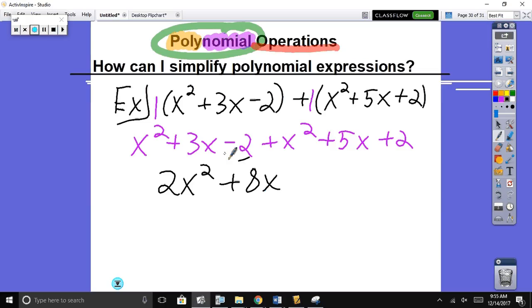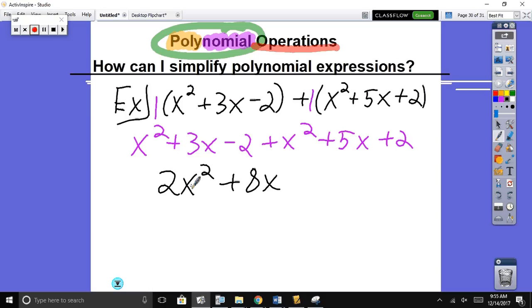And if I owe $2 and I have $2, I'm breaking even, so I can put plus 0. But do you think most mathematicians write plus 0? Why not? We don't need to write that. It's not going to change or affect anything. So our final answer after simplifying the polynomial through addition is going to be this.